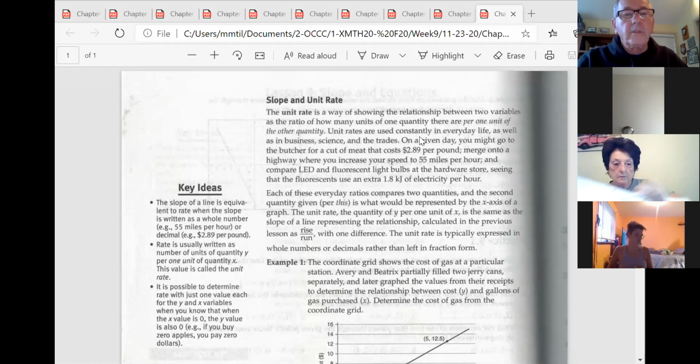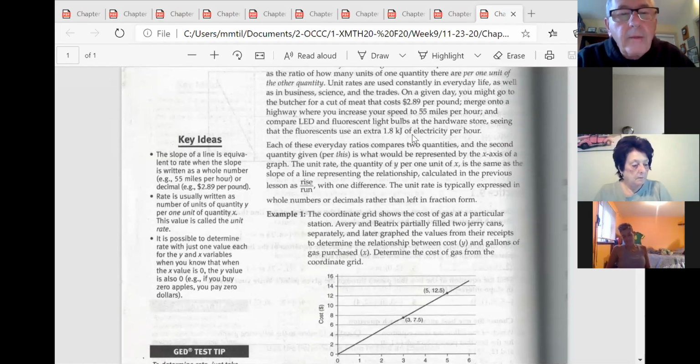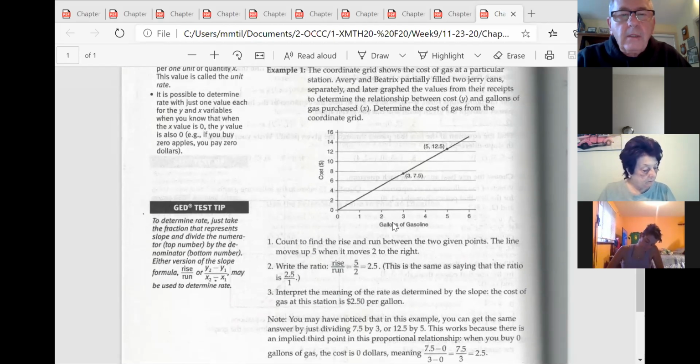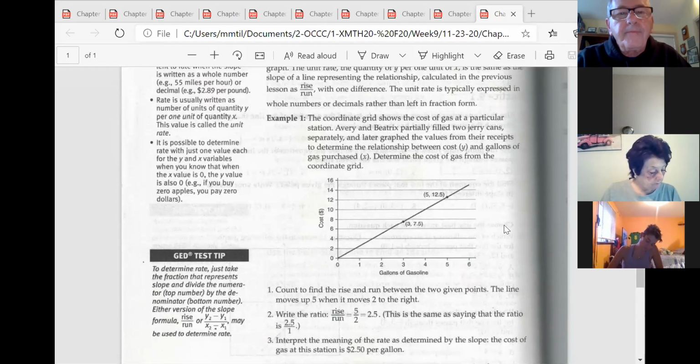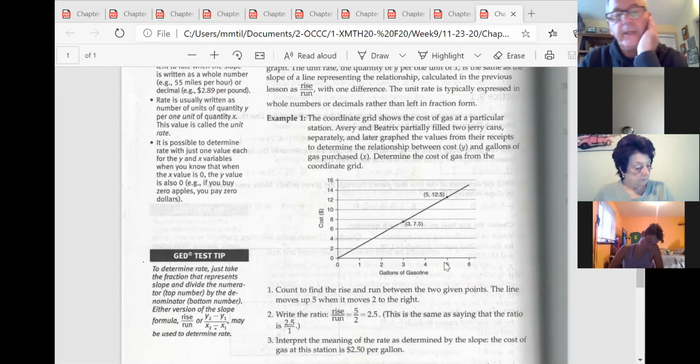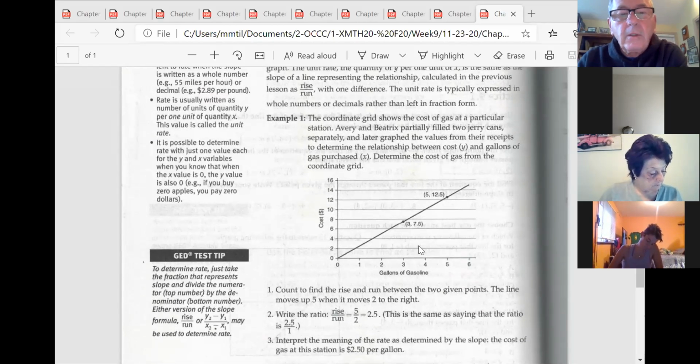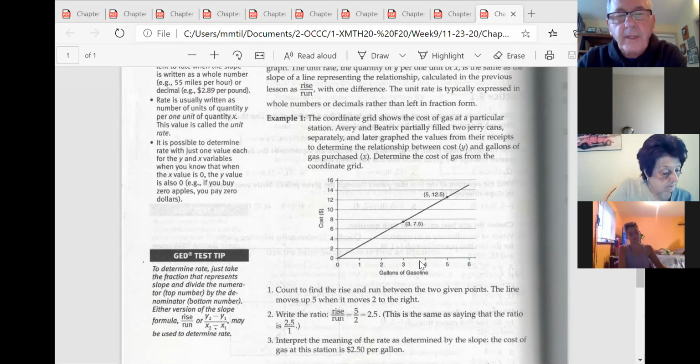Slope and unit rate. Okay, more on slopes and unit rate. Again, slope is the rise over the run. Understand that. No matter what values you've got, all we're talking about here is cost of gas. One data point, they got 3 gallons for $7.50. Cost is on the y-axis. The second point is $12.50 for 5 gallons.